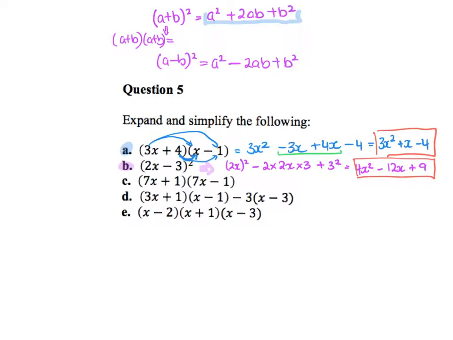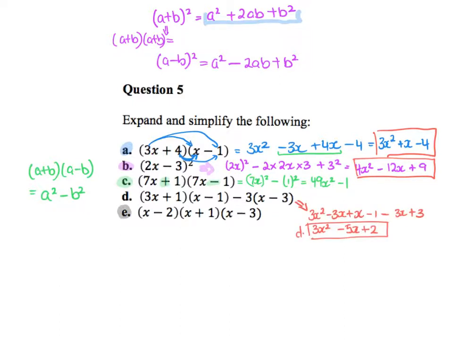Okay, now if we look at this one here, we can see it's the same but with different signs, and that was the rule we learnt: if we see A plus B and A minus B, it always expands to A squared minus B squared. So all I have to do for this one is square the first term minus the second term squared. So 7x squared is 49x squared, and 1 squared is 1. So 49x squared minus 1.